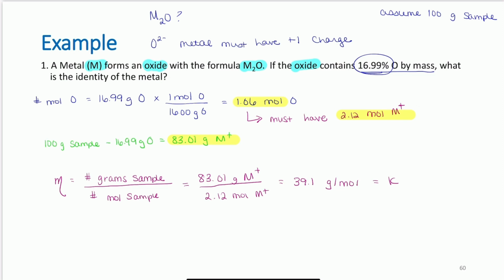Potassium is an alkaline metal. Alkaline metals have a +1 charge, so it matches the formula perfectly. So this will be K2O. And again, your metal is potassium. So if you were to get a question like this, you would have to show all this math to prove this. You can't just give the answer. You have to prove how you know that's the answer.